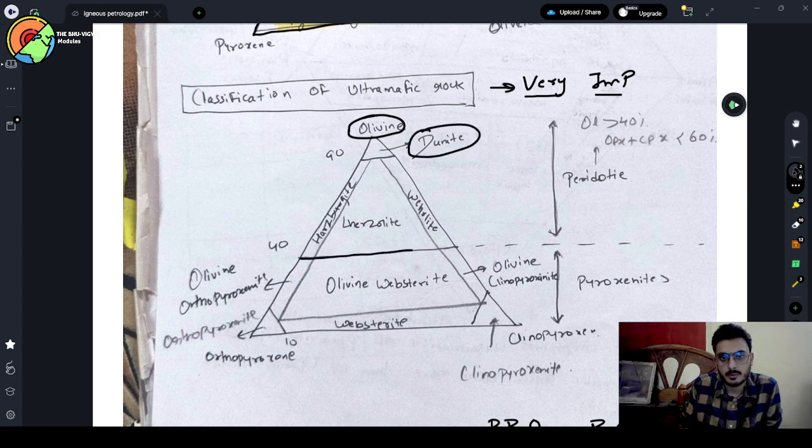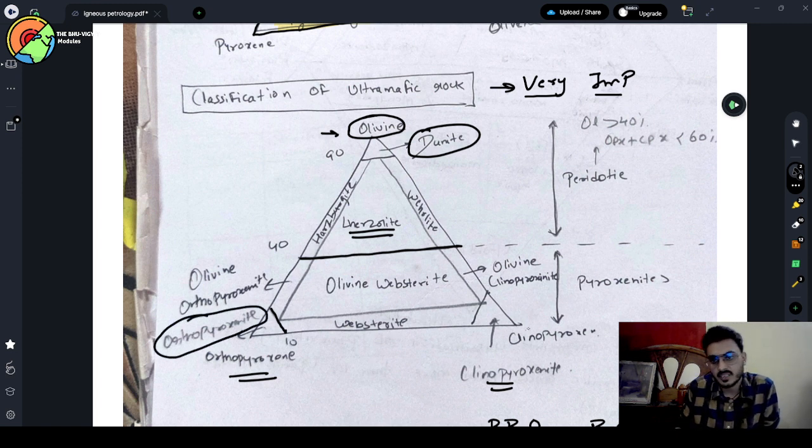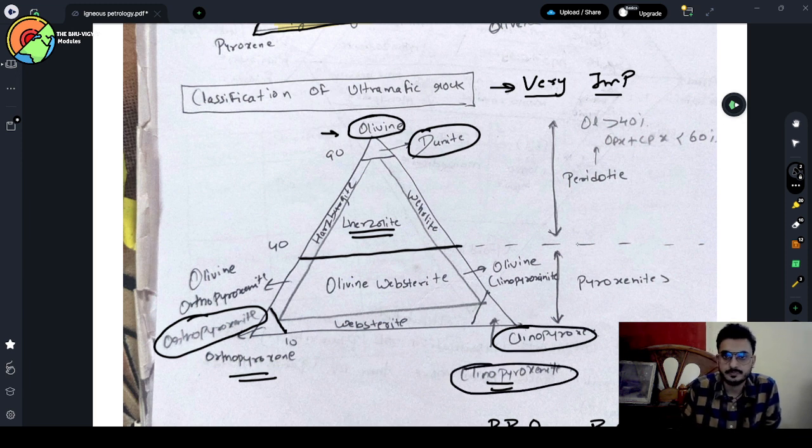Here at 40% we will draw one line. Here will be a lherzolite. It has an intermediate composition of orthopyroxene and clinopyroxene, along with olivine. Now this line at 10% here, the rock is orthopyroxenite, and same with the clinopyroxene. Here the rock will be clinopyroxenite. And here will be our olivine websterite, and here is lherzolite. The rock which contains olivine and orthopyroxene is known as harzburgite, and the rock which contains olivine and clinopyroxene is known as wehrlite, and the rock which contains orthopyroxene and clinopyroxene is known as websterite.